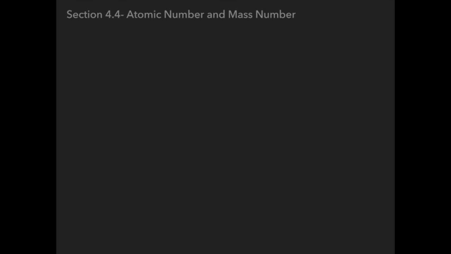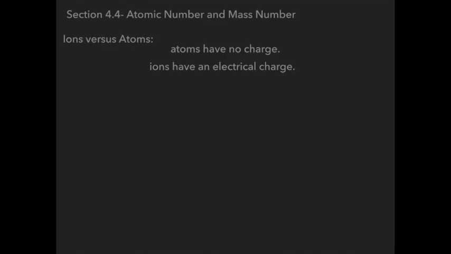In this lesson, I'm going to be talking about atomic number and mass number, and then also atoms and ions. So let's first talk about the difference between an ion and an atom. Now, atoms are simply particles that have no charge. So when you look at the periodic table, all of those elements are atoms. When you add electrons or you get rid of electrons, that's when you have an ion.